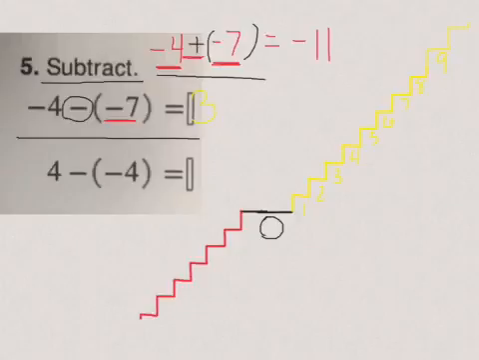For the second problem, we're going to take -4 away from 4. So we're going to look at this 4, and walk up to the 4th step. Now we see that this is a negative, so we're going to look down.